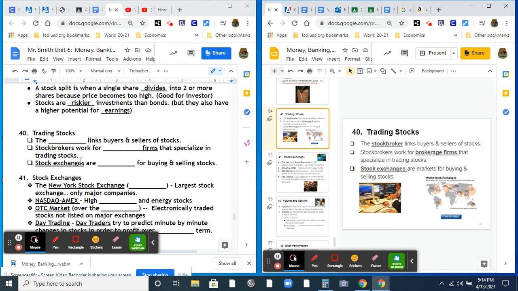Trading stocks. The main person that trades the stocks is called the stockbroker.